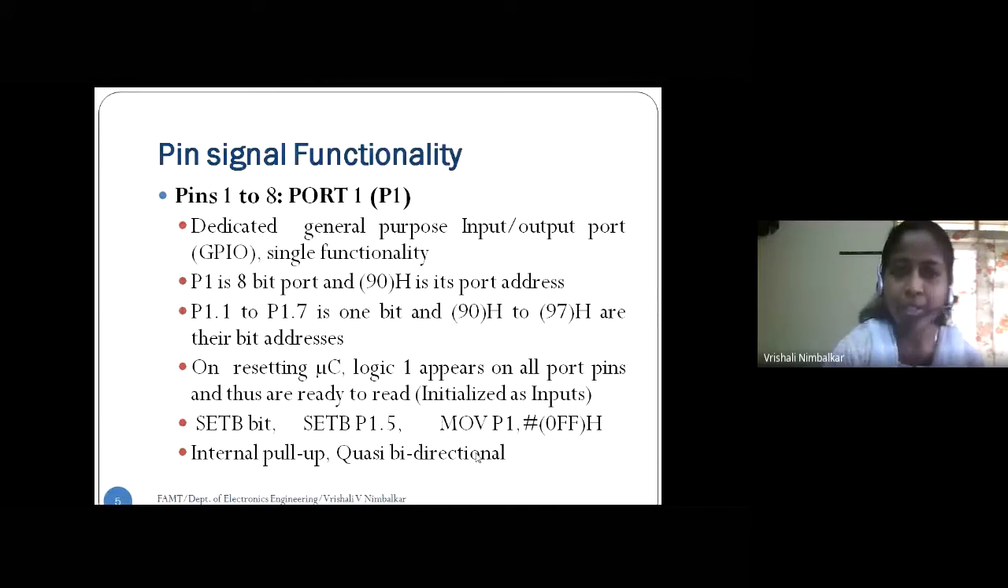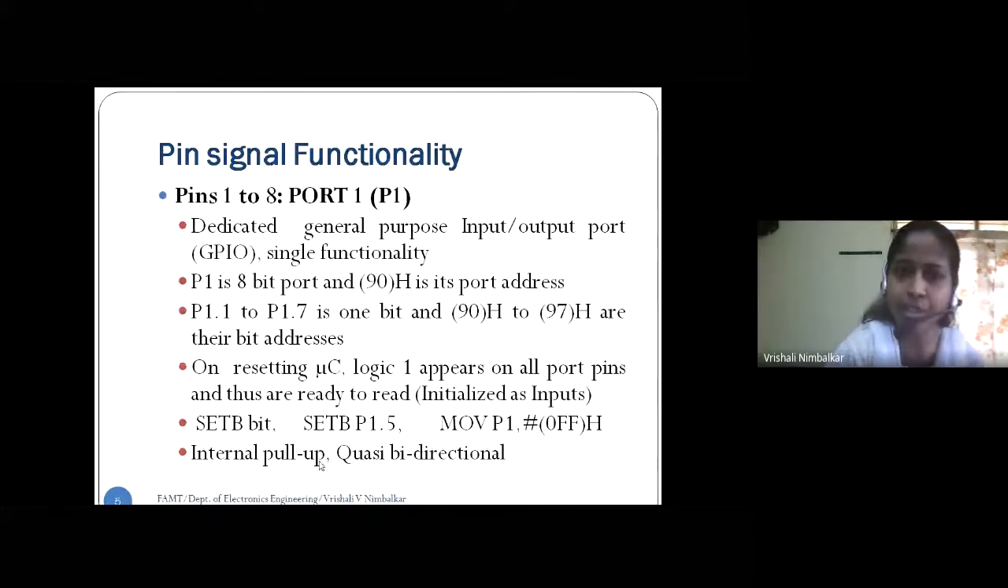And they are quasi bidirectional. Port 1 is quasi bidirectional. Quasi, in a simpler way, you can say partially bidirectional. It means at a time it is used either as an input, that is for a reading operation, or as an output, a write operation. Read and write cannot happen at the same time. Correct? It will be used as an output port, and later on you initialize and use it as an input port. Hence the word quasi bidirectional.